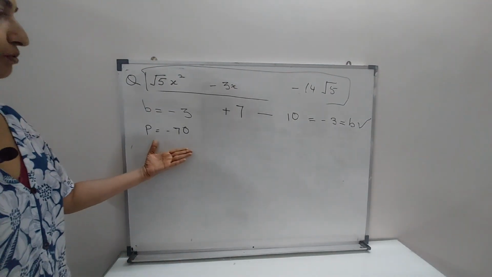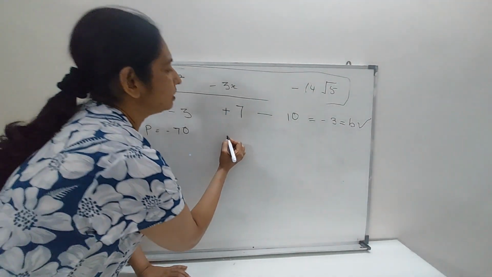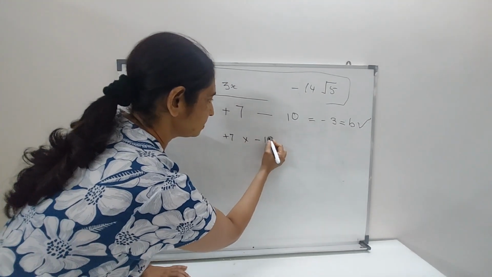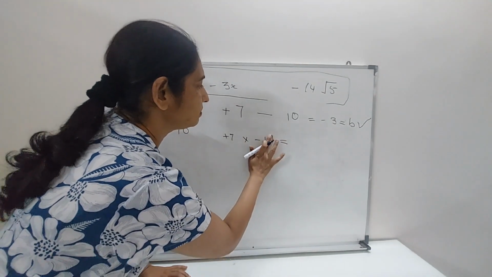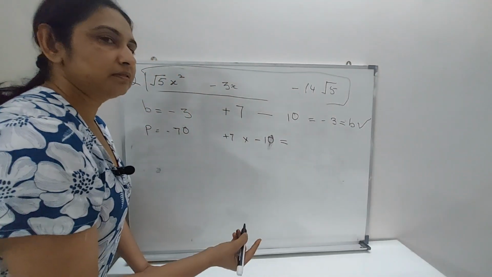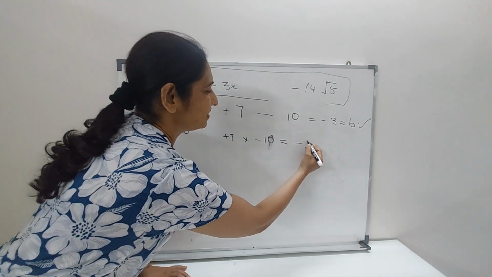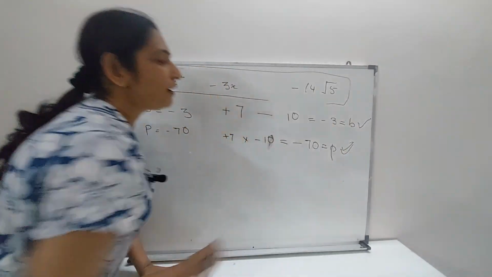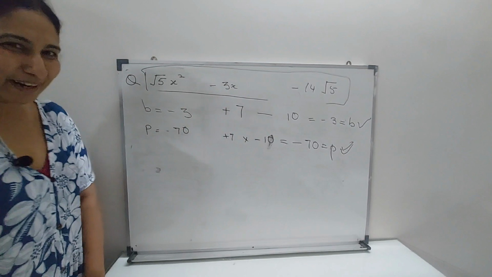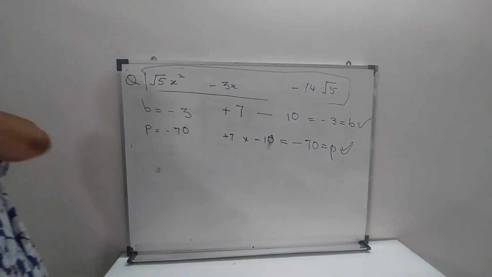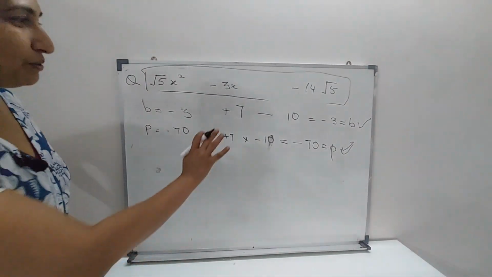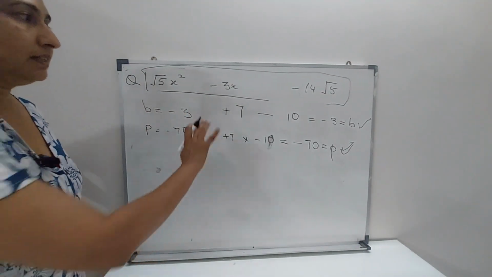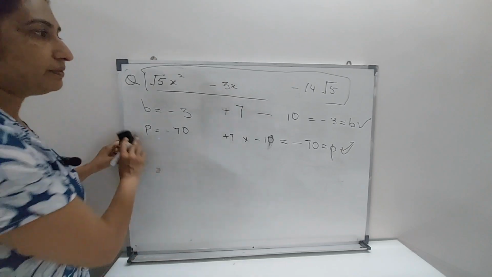But we also have to check for the product. So let's do 7 into minus 10. What do you have? You have minus 70, which is same as product, which is perfect. Okay. So now we have confirmed from both sides, product and B side, that this is the correct pair. Plus 7 minus 10.